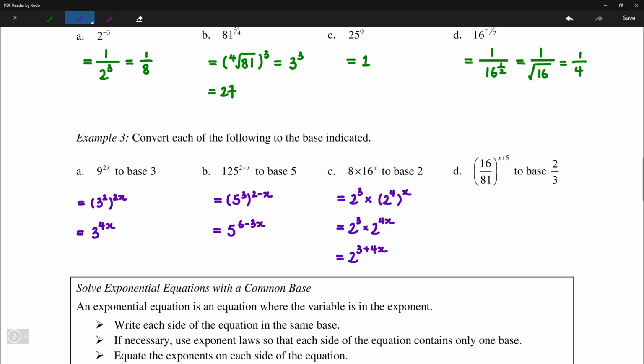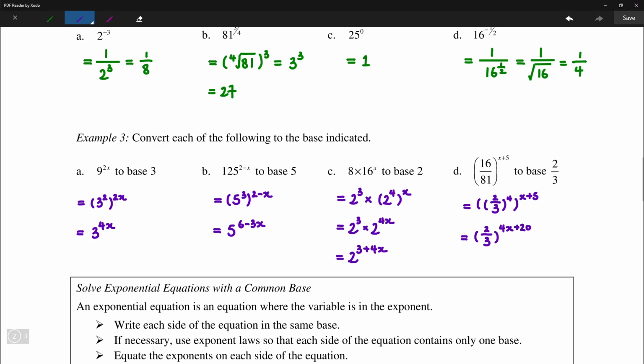Okay, the last one, very similar kind of deal. We can rewrite 16 over 81 as 2 over 3 to the 4th power. And then we have x plus 5 on the outside. So we can rewrite this as 2 over 3 to the power of 4x plus 20. Again, using the distributive property there.